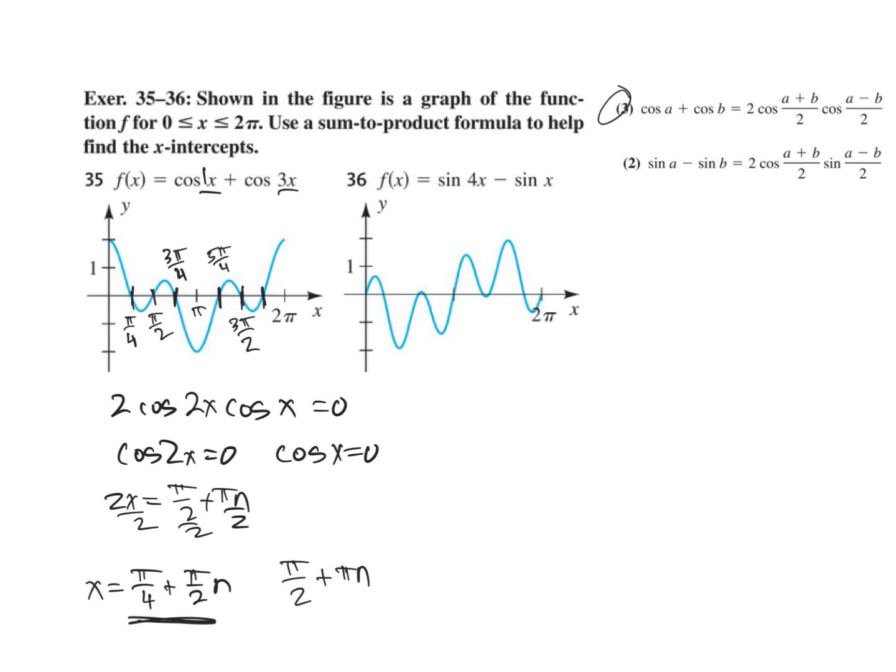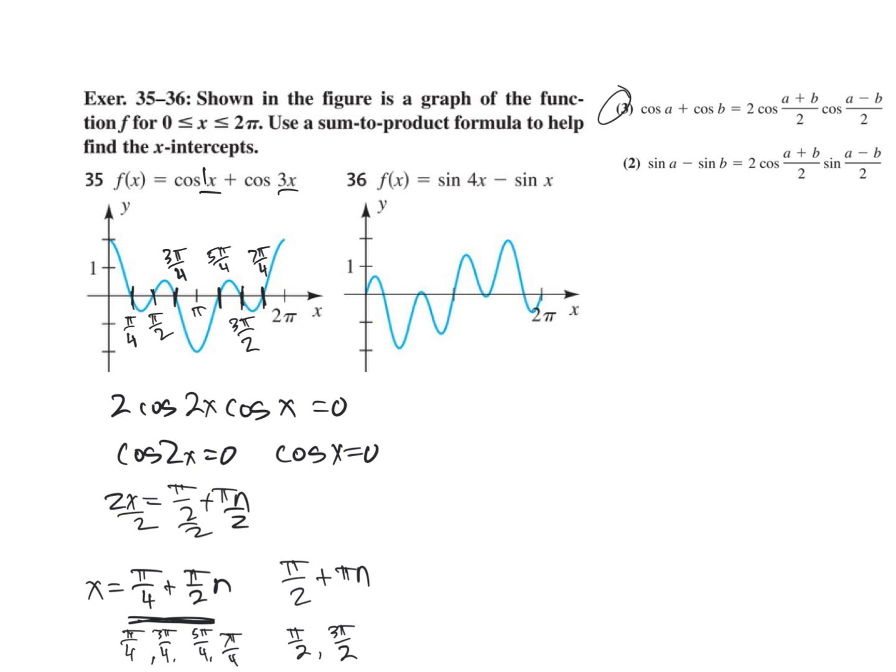And then you have this one right here. That's going to be 5 pi over 4 plus another 2 pi over 4, 7 pi over 4. All I did was take pi over 4 and add pi over 2 to it until I went past the 2 pi. That's all you have to do. And the same thing with the pi over 2. That's how you got all those. So 3 pi over 4, 5 pi over 4, 7 pi over 4, and then pi over 2 plus pi gets us to pi over 2 and 3 pi over 2.